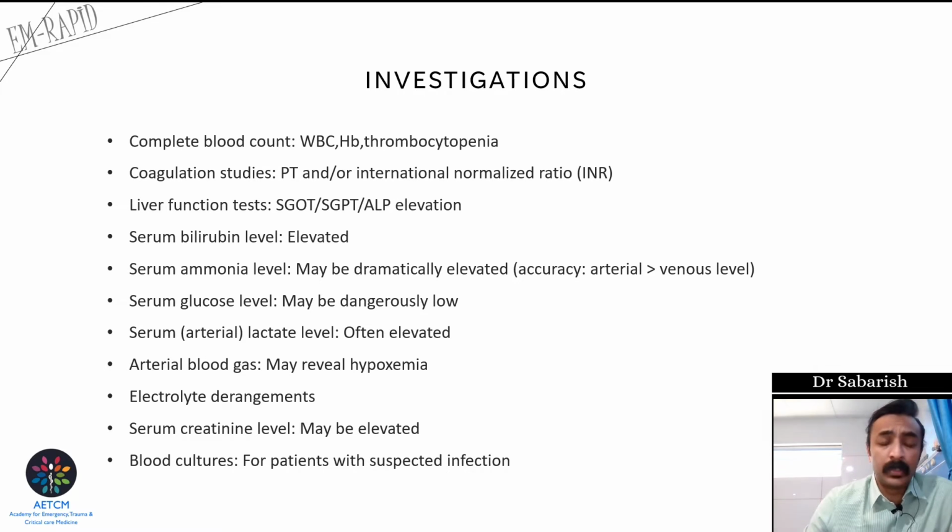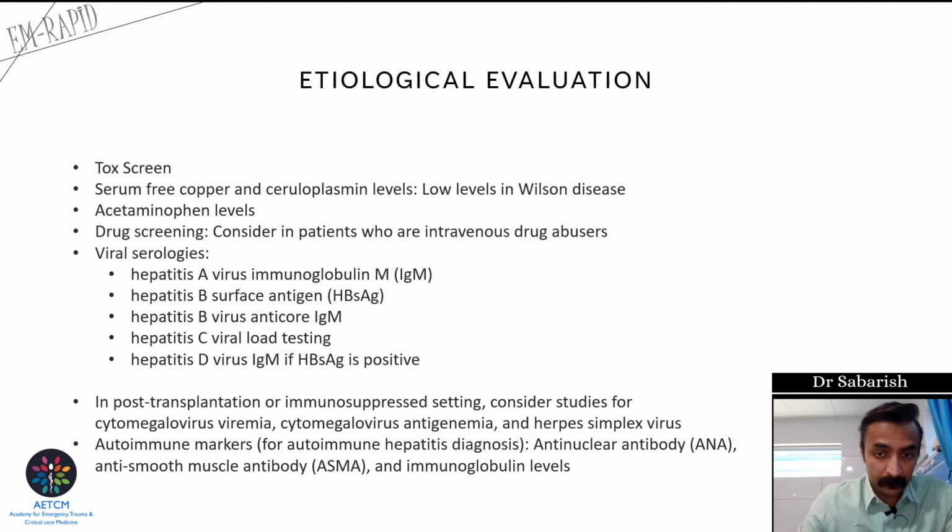The patient may present with a low glucose level, and arterial lactate is often found to be elevated. The patient might have hypoxemia as revealed in the ABG. Other electrolyte abnormalities, including hypokalemia, hyponatremia, and hypophosphatemia, can be found. Creatinine may be elevated, and of course, if you suspect any infections, blood cultures should be sent.